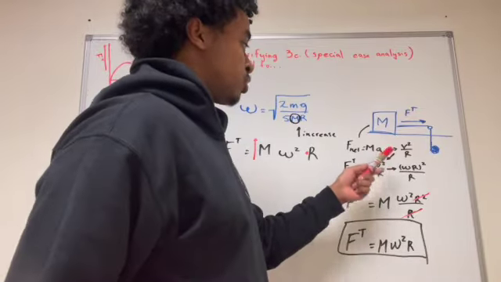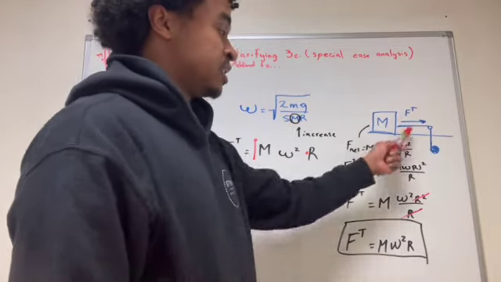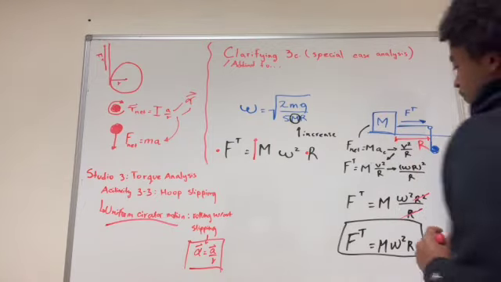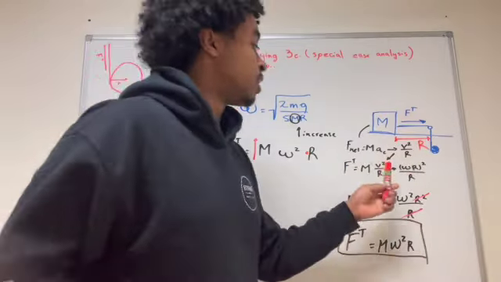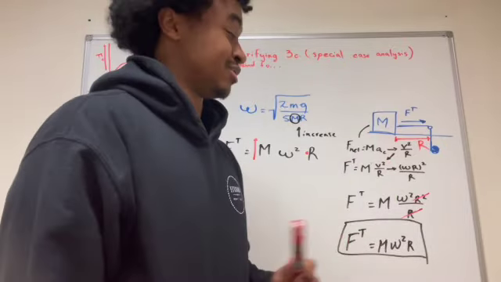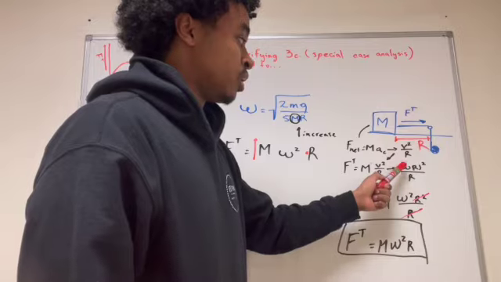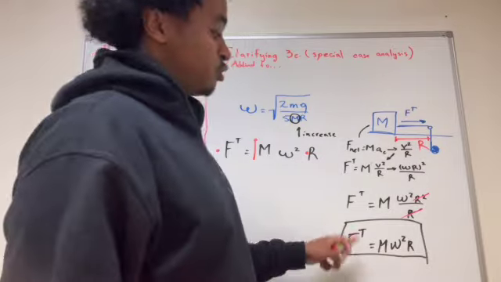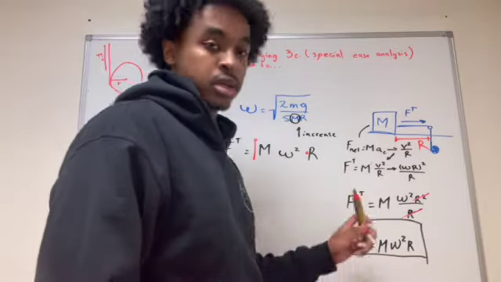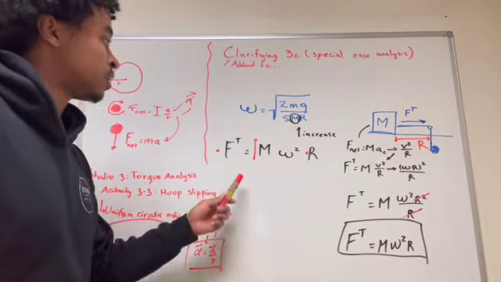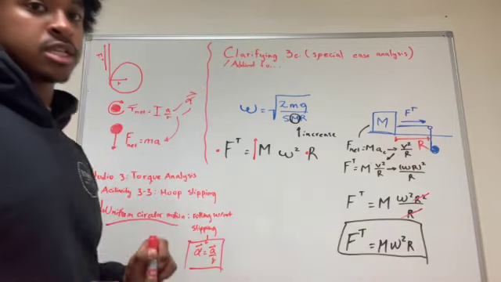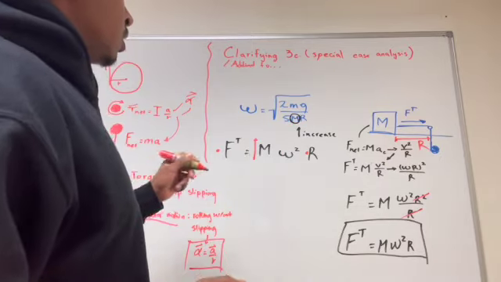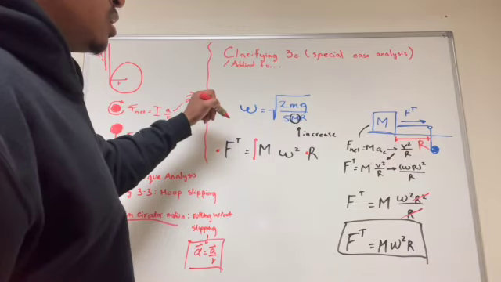We know that centripetal acceleration is equal to v squared over r. In this case, we know that this radius right here is r, or big R. And we also know that since it's a uniform circular motion, v would equal omega times big R. Simplifying that down, we get this: force of tension equals big M times omega squared times big R. Now, if we use the special case analysis where we increase big M, the mass of the box, the angular velocity would have to decrease.